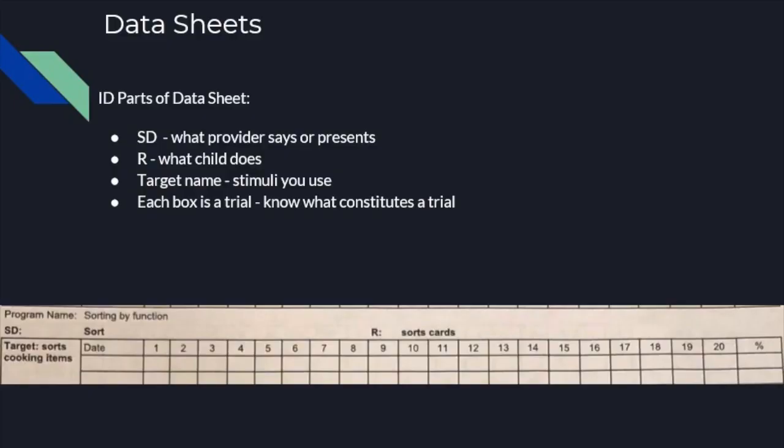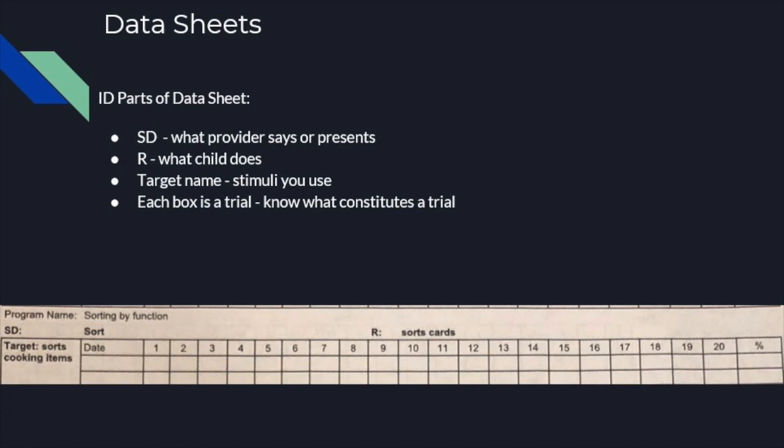Another role of yours as an RBT is to understand how to fill out data sheets as well as prepare the data sheets for that week. Remember that the parts of a data sheet that you would want to be aware of are the SD, the response, the target name, and understanding what constitutes a trial. Remember that the SD is what the provider says or presents. The response is the behavior that the child does. The target name is the stimuli that you're using specifically to that goal.